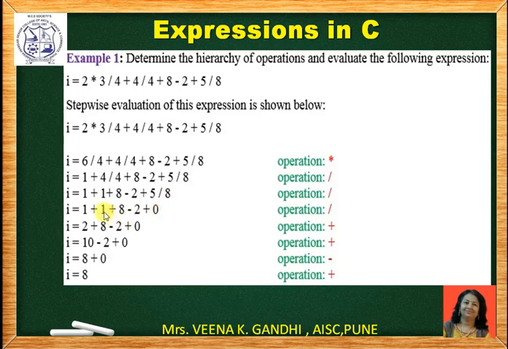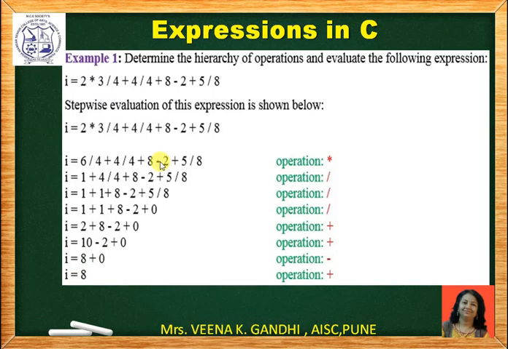After that, plus has priority, so 1 plus 1 is 2. After that, the next addition operator, so 2 plus 8 is 10. Again here 10 minus 2, so it will be 8, and after that plus 0, 8 plus 0 will be 8. Thus operator precedence and associativity is used for solving the expression.